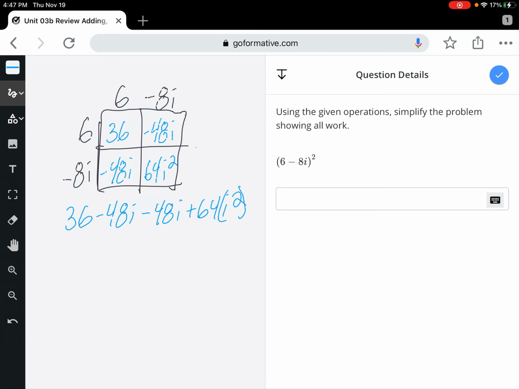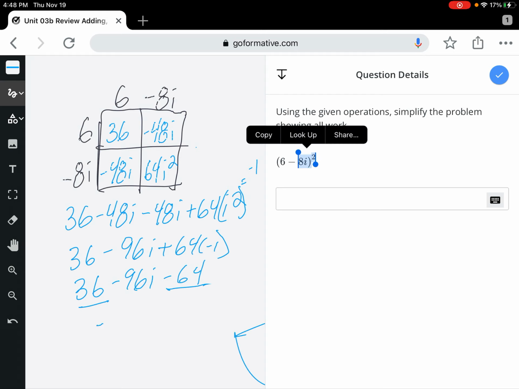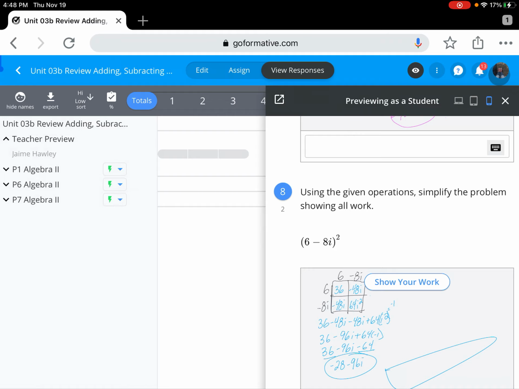And again, there are steps that you can skip. I'm actually going to make this into a negative 1. So this is going to be 36 minus 96i plus 64 times negative 1. 36 minus 96i minus 64 now. I combine my like terms. 36 minus 64 is negative 28. So this is going to be negative 28 minus 96i.